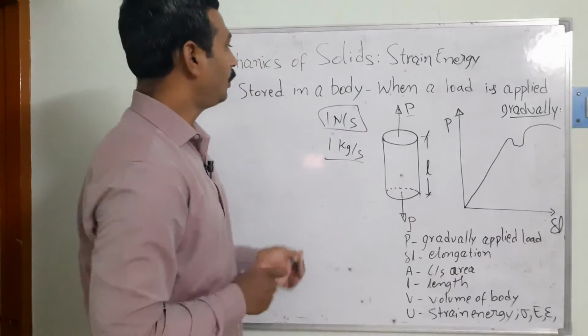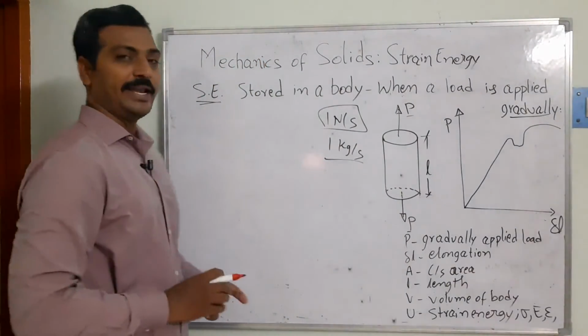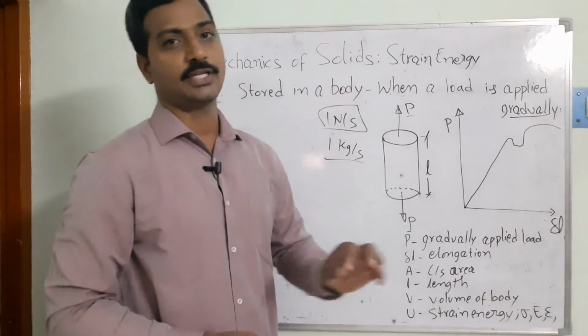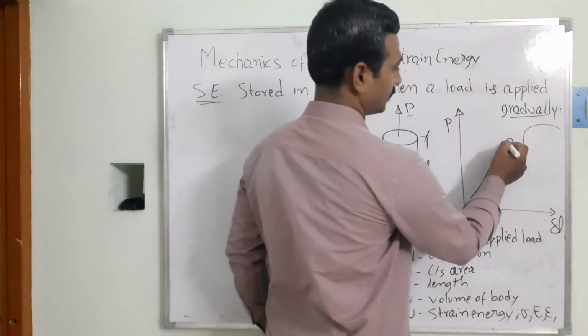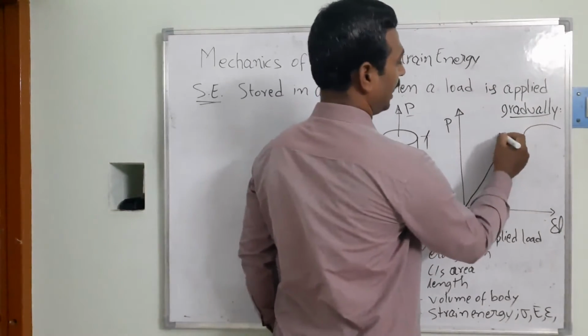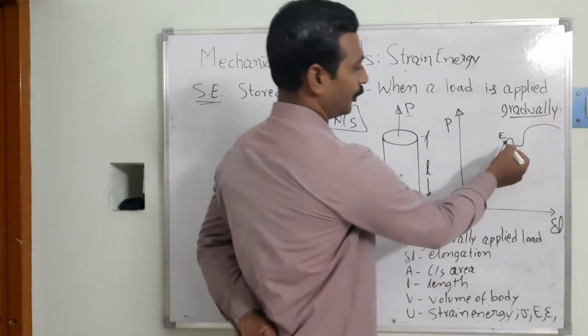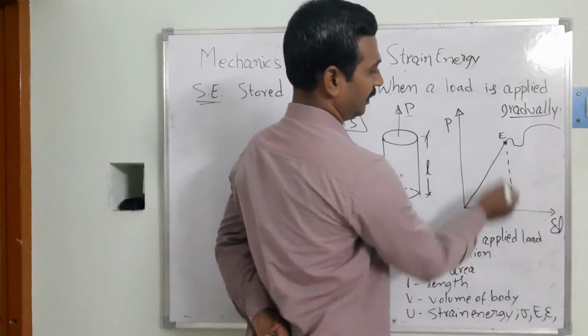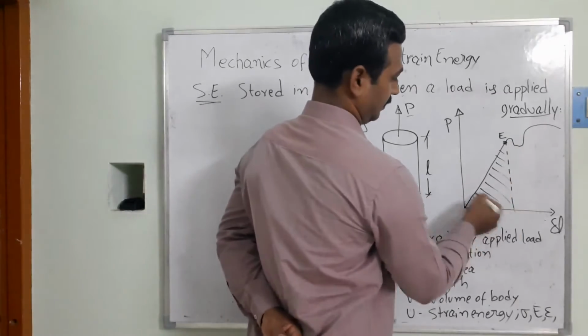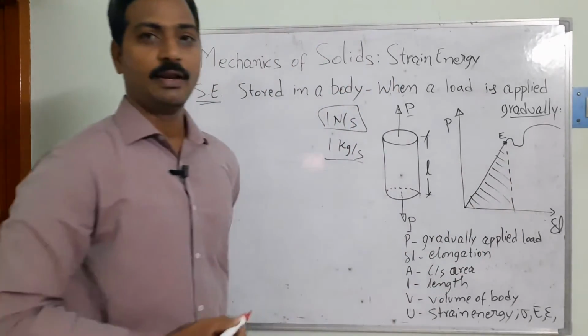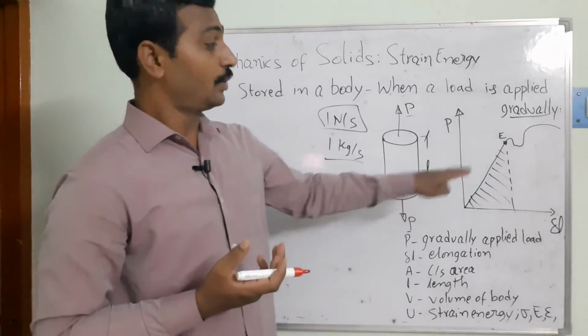Now I want to find the strain energy. We calculate the strain energy within the elastic limit. I am assuming this is the elastic limit, and within that limit we need to find it. So I am going to take the area under the curve, and this is the strain energy stored inside the body.